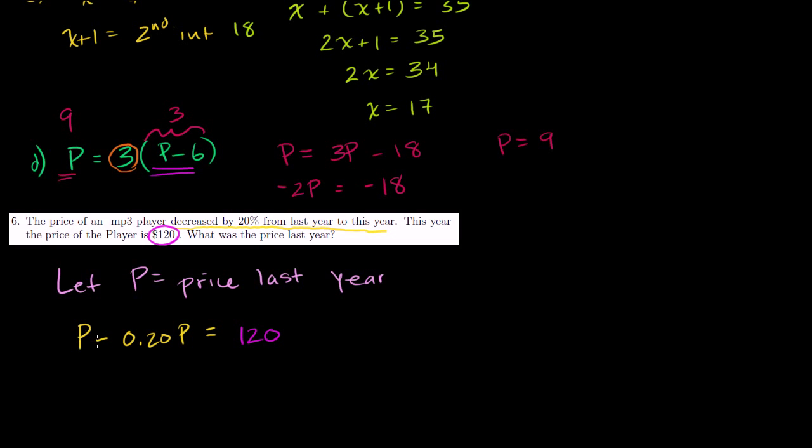Well, what's P minus 0.2P, or minus 20% of P? We decreased by 20%. Well, you're going to be left with 80%. Or you could say 80% of the price last year is equal to the price this year. And like we did before, we divide both sides by the coefficient on our variable. Divide both sides by 0.8, or 0.80, depending how you want to view it. These cancel out. And so we have to divide 0.8 into $120.